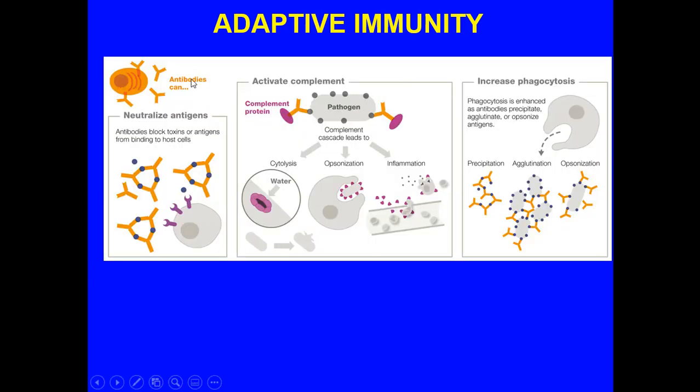Okay, and you can see all of this here. They neutralize the antigens, so the antigens can't get in and affect the cell. And by the way, antibodies binding to antigens, the antigens don't have to be necessarily, let's say, the cell wall of a bacteria. They could be a toxin produced by that pathogenic microorganism, whether it's bacteria or fungal, etc. They will activate complement, and we've talked about that, cytolysis, opsonization, inflammation, as well as increased phagocytosis.